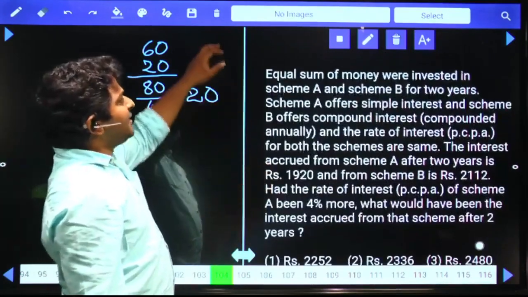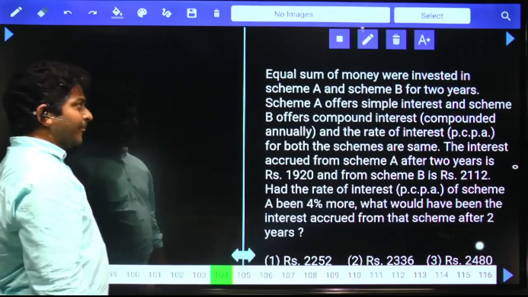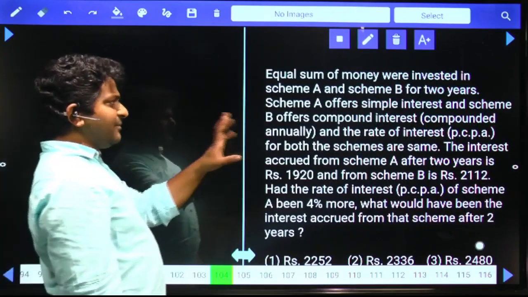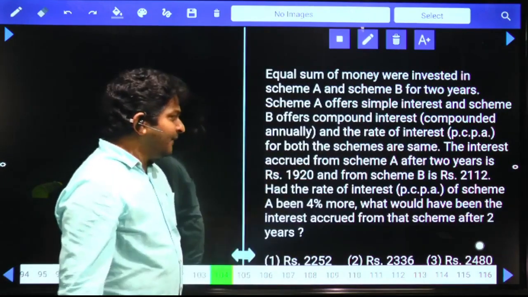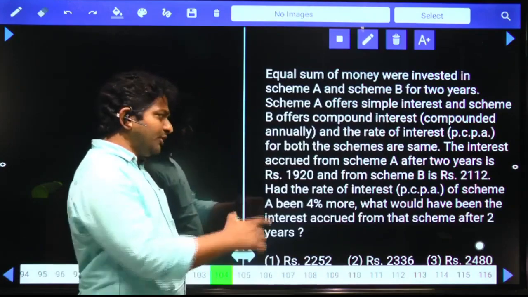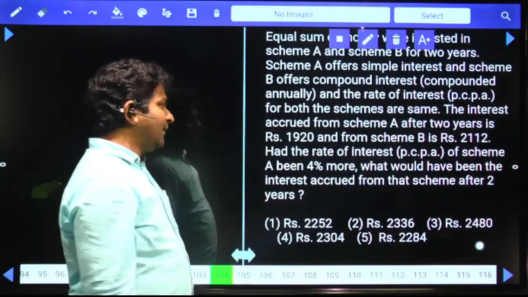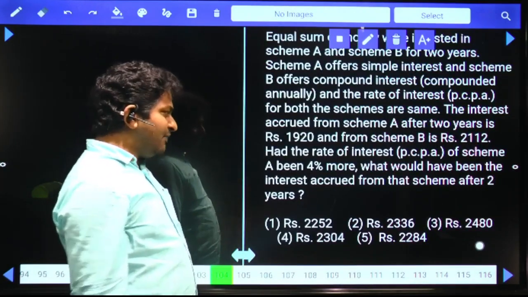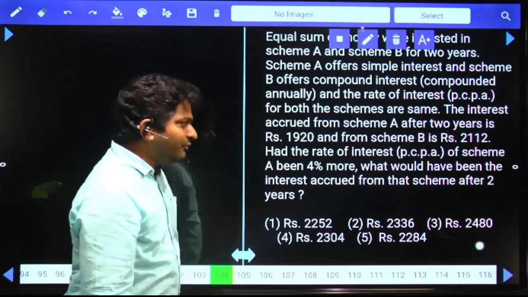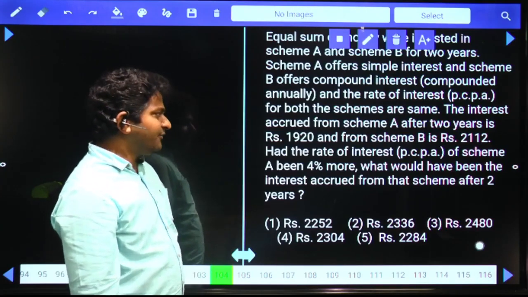Equal sums of money were invested in scheme A and scheme B for 2 years. Scheme A offers simple interest and scheme B offers compound interest, and the rate of interest for both schemes is the same. The interest accrued from scheme A after 2 years is 1920 and from scheme B is 2112. Had the rate of interest of the scheme been 4% more, what would have been the interest accrued from that scheme after 2 years?